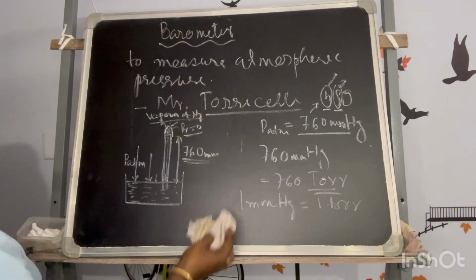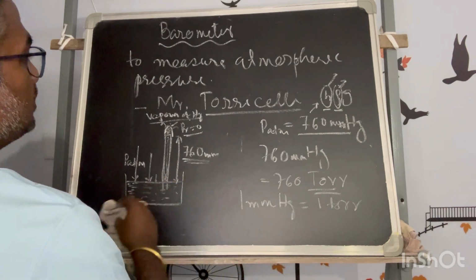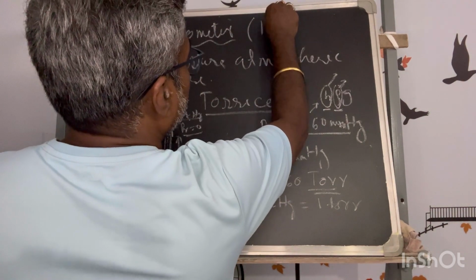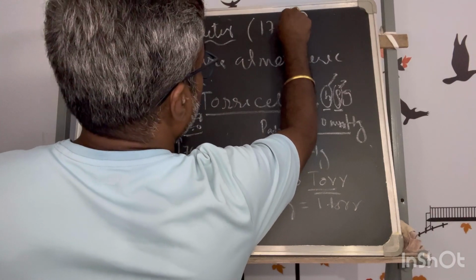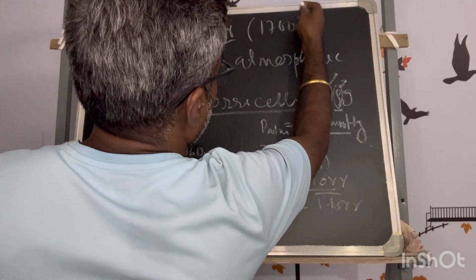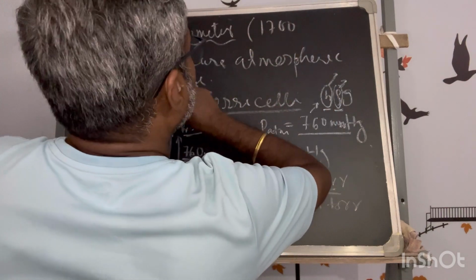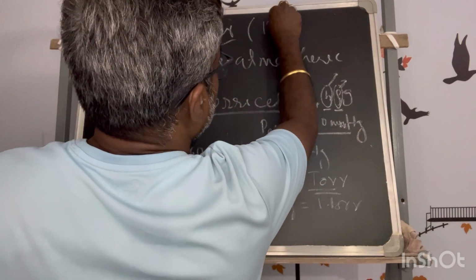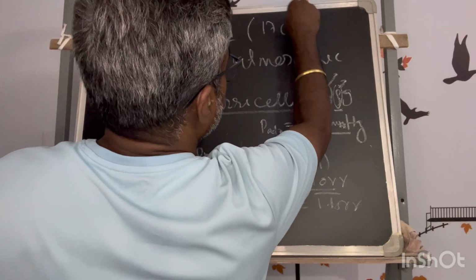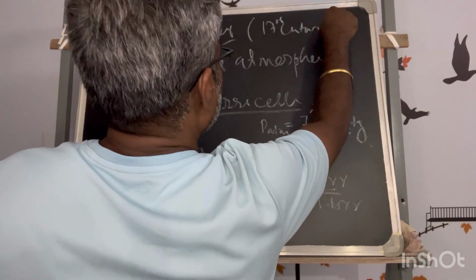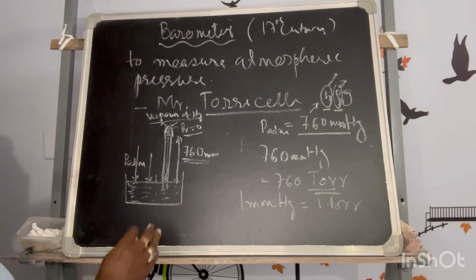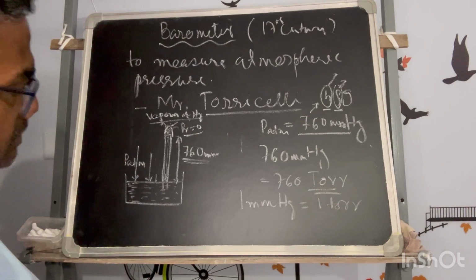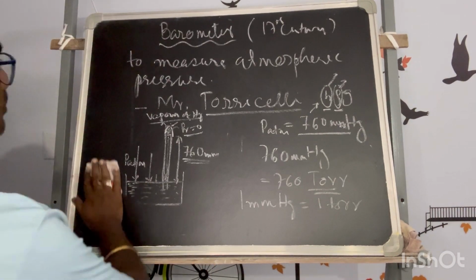Later, Mr. Pascal, who is another scientist, came in the 17th century. I forgot the exact year, but 17th century you can say. Mr. Torricelli invented this, then Pascal came after him, and he used this concept to describe his theory. That I will teach you later.